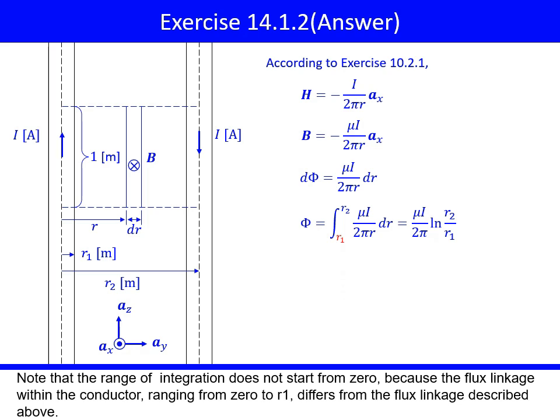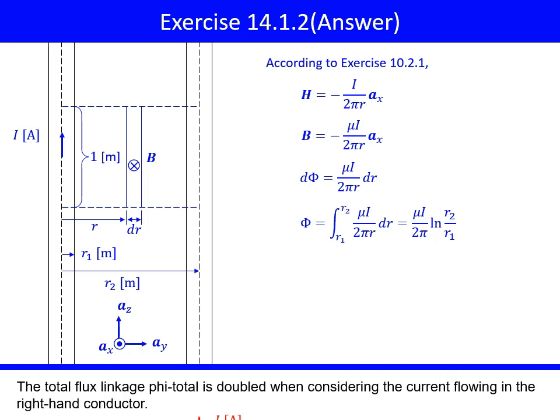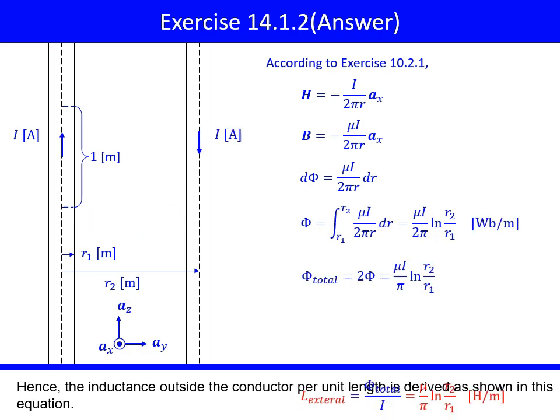Note that the range of integration does not start from 0, because the flux linkage within the conductor, ranging from 0 to R1, differs from the flux linkage described above. The range of integration stops at the center of the right-hand side conductor R2. This is acceptable based on the theory of geometric mean distance. This theory is left for future study. The total flux linkage phi total is doubled when considering the current flowing in the right-hand conductor. Hence, the inductance outside the conductor per unit length is derived as shown in this equation.